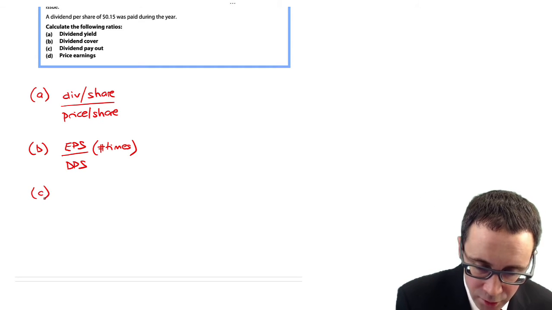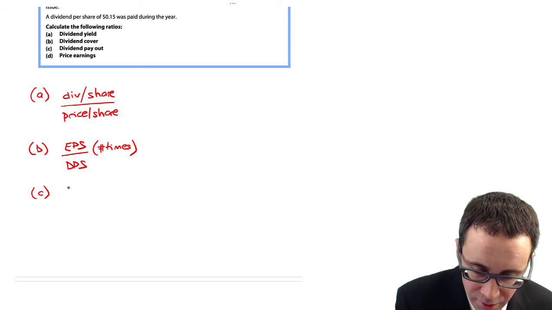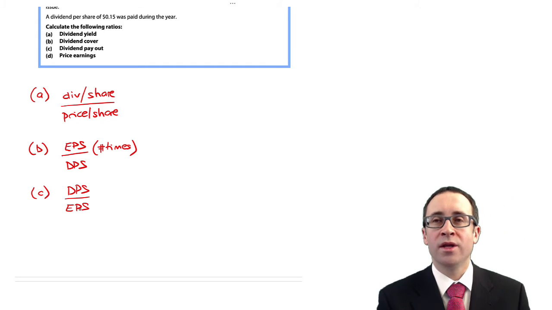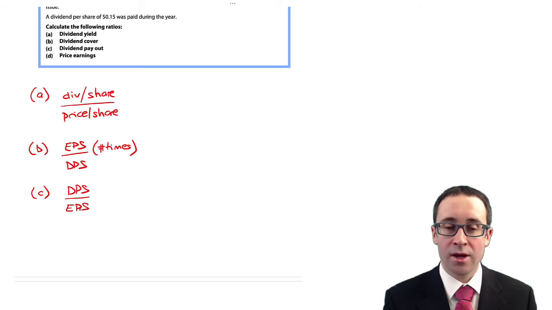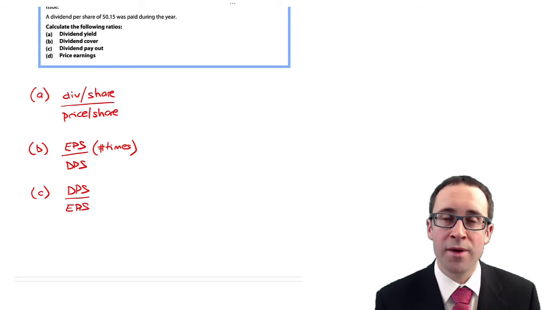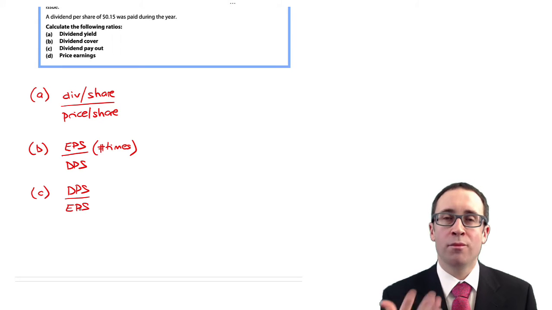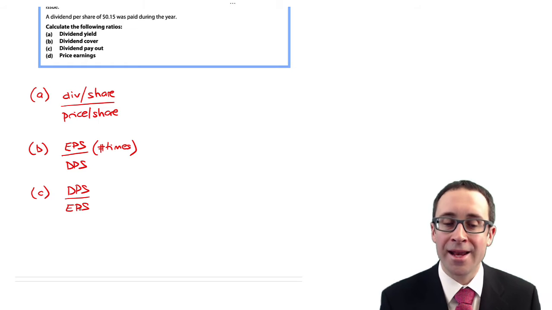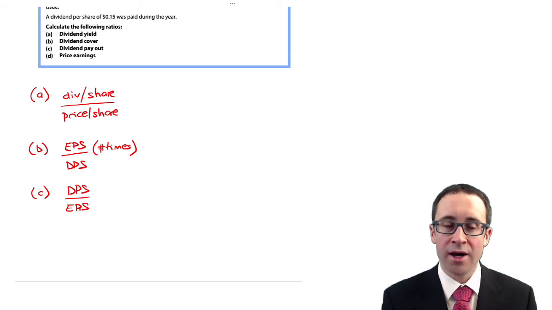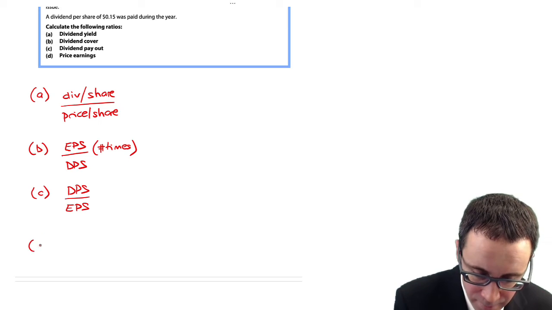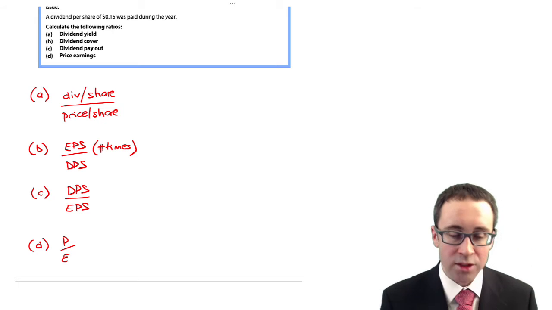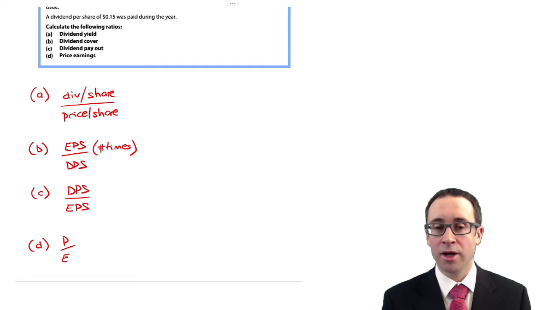Then we have your dividend payout ratio. That looks at your dividends divided by your earnings per share. It's looking at the percentage of your profits that have been paid out as a dividend. Your profits for the year per share are your earnings per share, and the amount that has been paid out is your dividend divided by those earnings. And then D is your price earnings ratio, your price per share divided by your earnings per share.